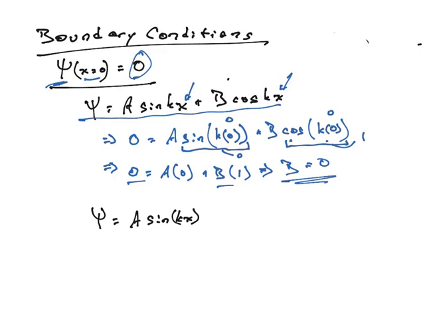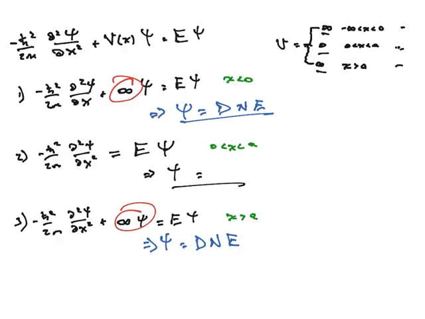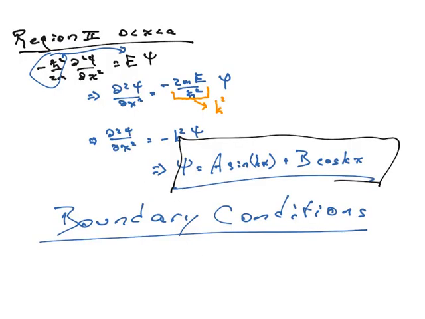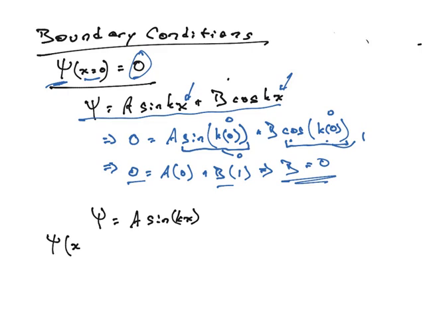However, we have a second boundary condition. We're not done. Notice we still have an a sitting there. We still have a k. These things we don't know. Our second boundary condition says psi at the other boundary. So first we did the left side boundary over here at 0. Now we're doing the right side boundary, which is over here at a. So psi at x is equal to a must also be 0.